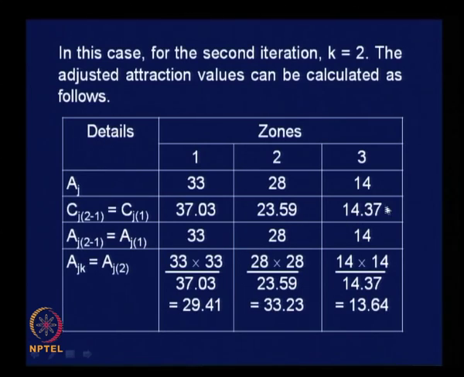Here instead of 14 we have got 14.37. So we are going to input a value of only 13.64 because still we want to reduce this to 14, okay. And with these attraction values we will be repeating the calculations to get the value of Tij for each of the zonal pairs, clear.